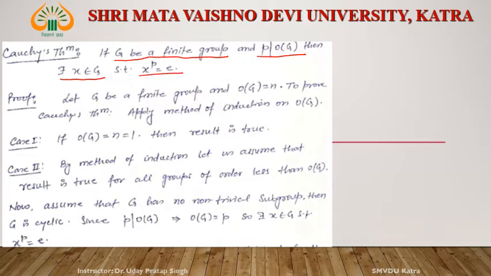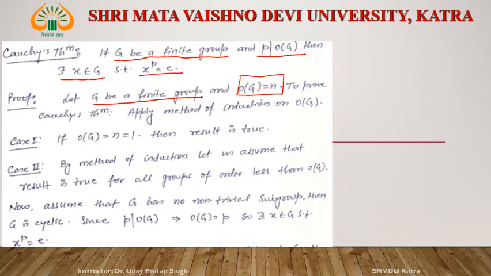How will we prove it? To prove Cauchy theorem, we apply the method of induction. Method of induction on what? Method of induction on the order of the group. Let G be a finite group and let the order of G be small n. Since G is finite, its order exists, and say it is n. Apply the method of induction on the order of G to prove Cauchy theorem.